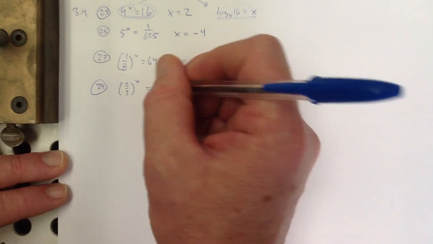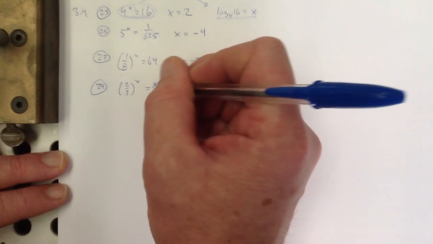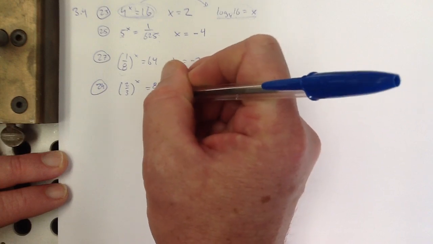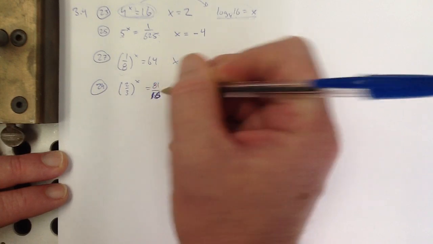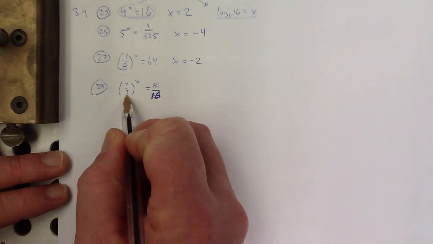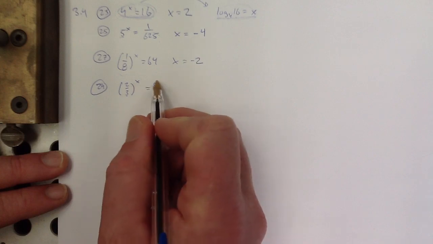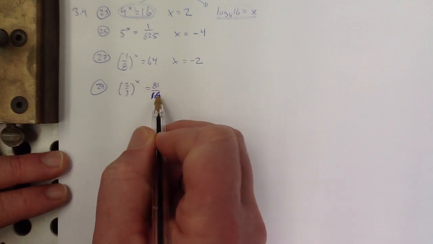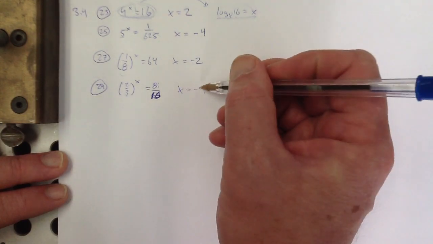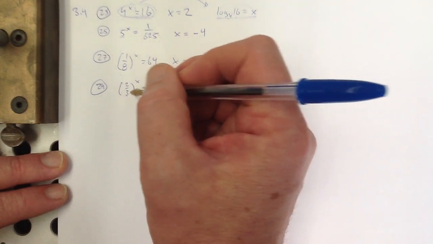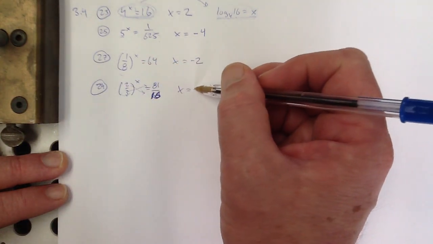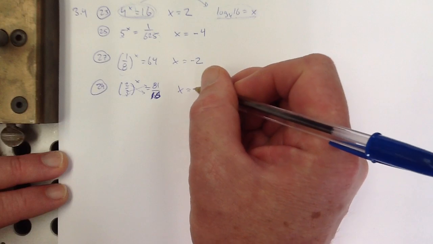Similar problem. Oops, sorry, that's supposed to be 16. I had 64 on the brain. Okay, so 3 raised to the 4th power is 81, and 2 raised to the 4th power is 16. So it looks like x here is negative 4. The negative sign is flipping this over, and the 4th power part is raising them to the 4th powers.